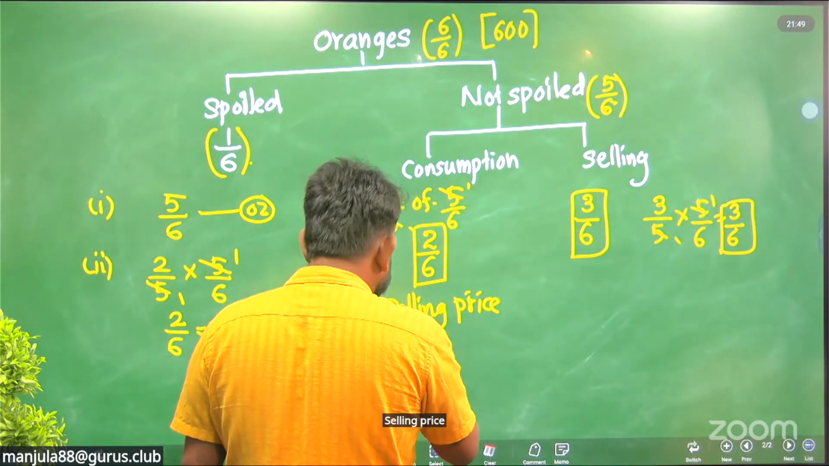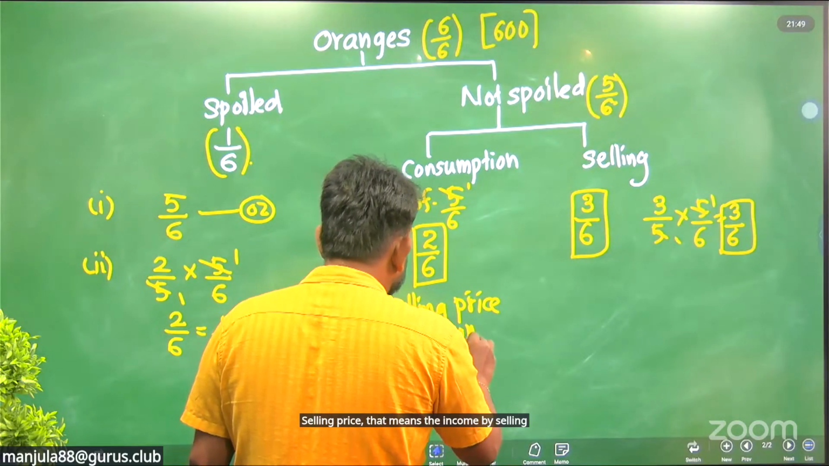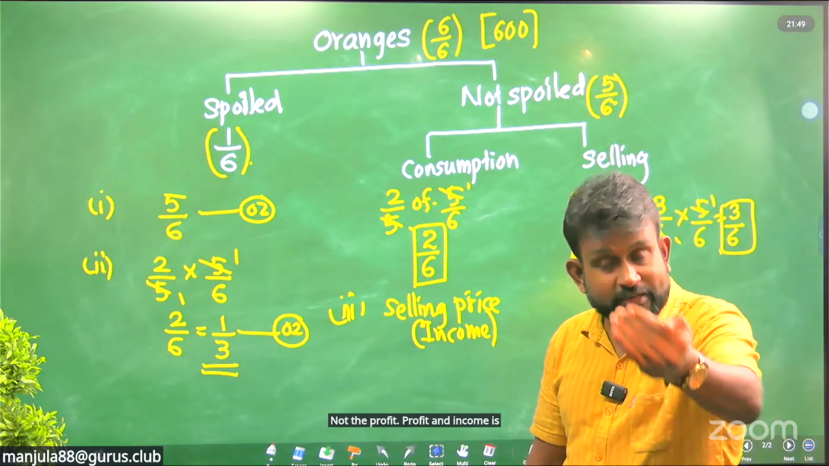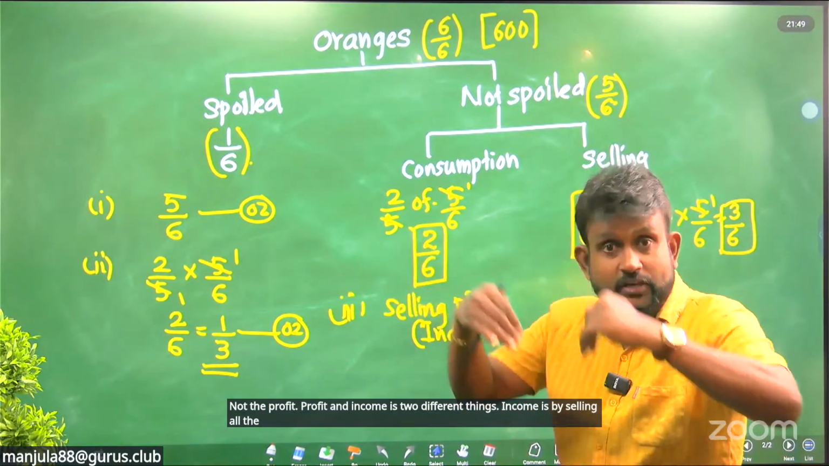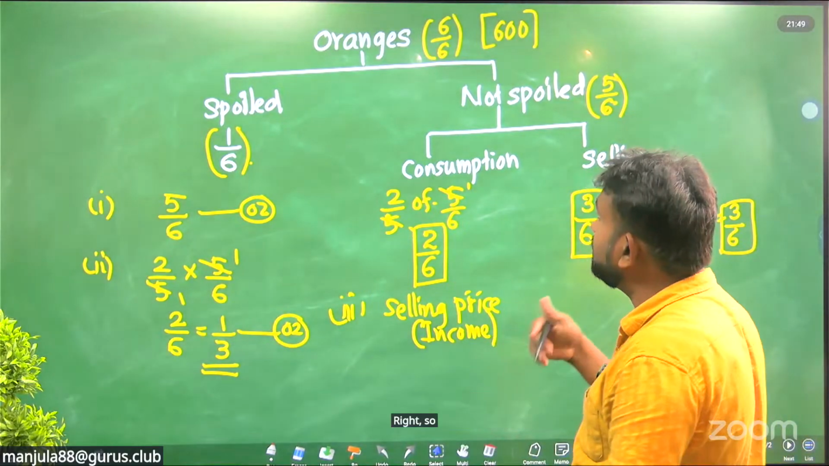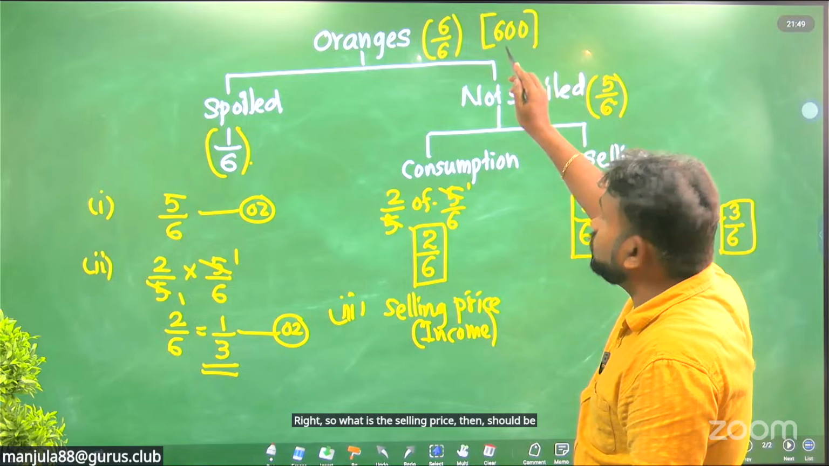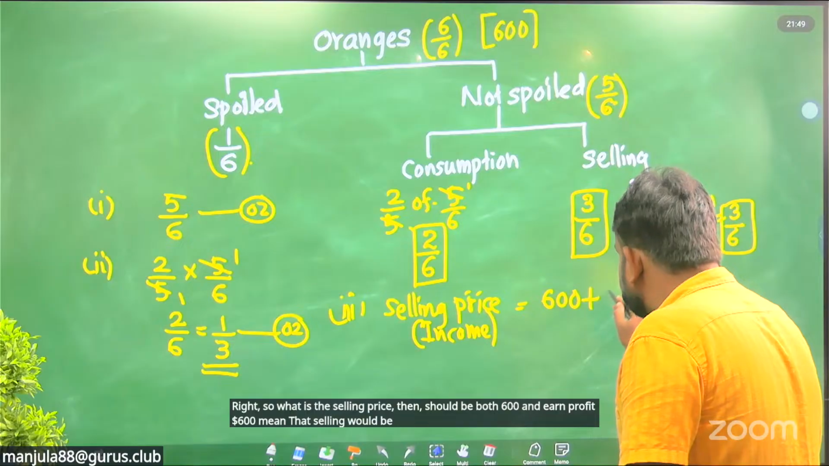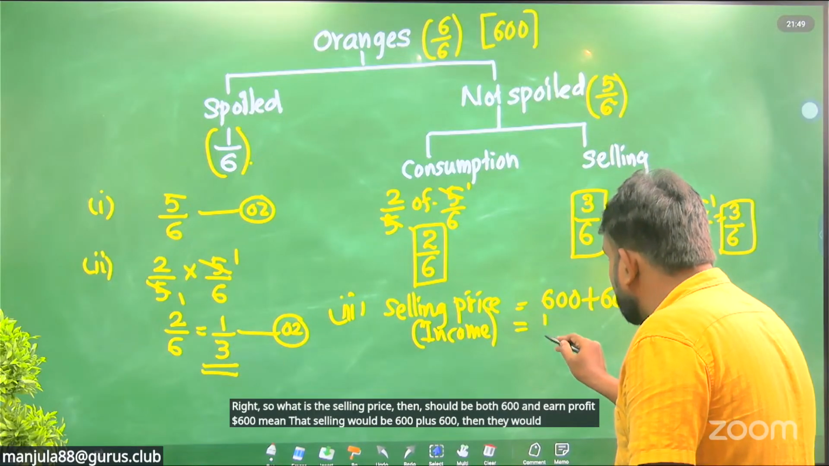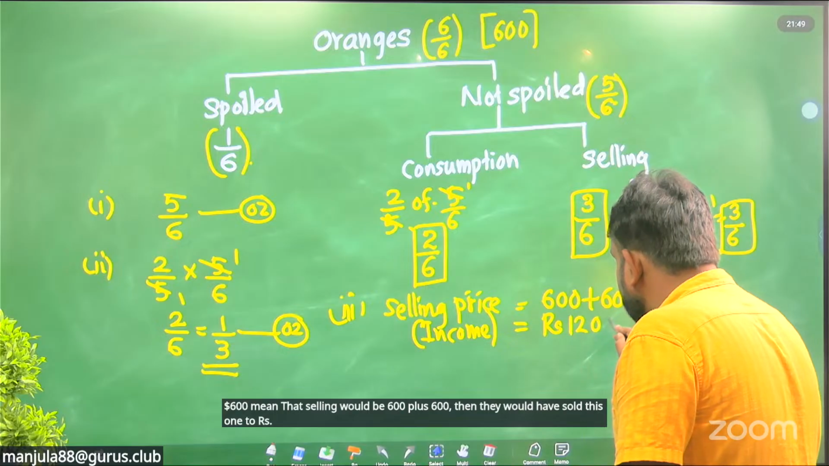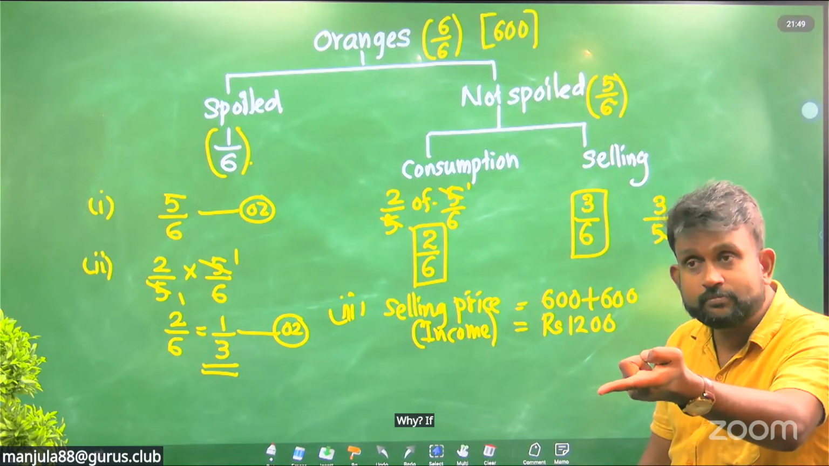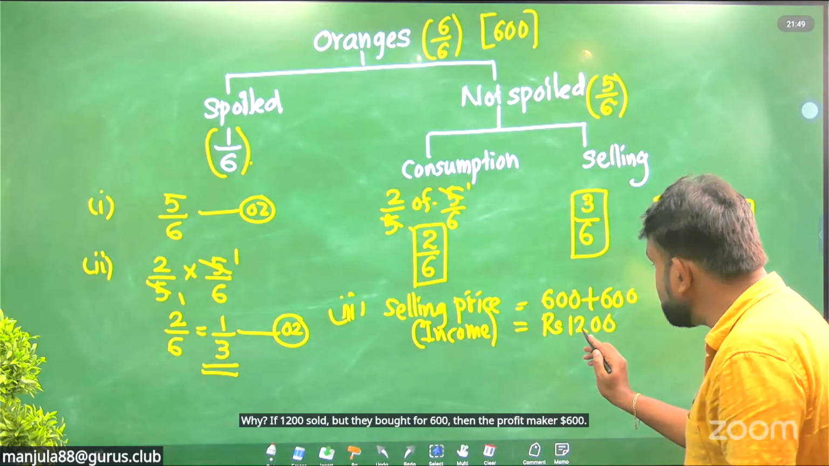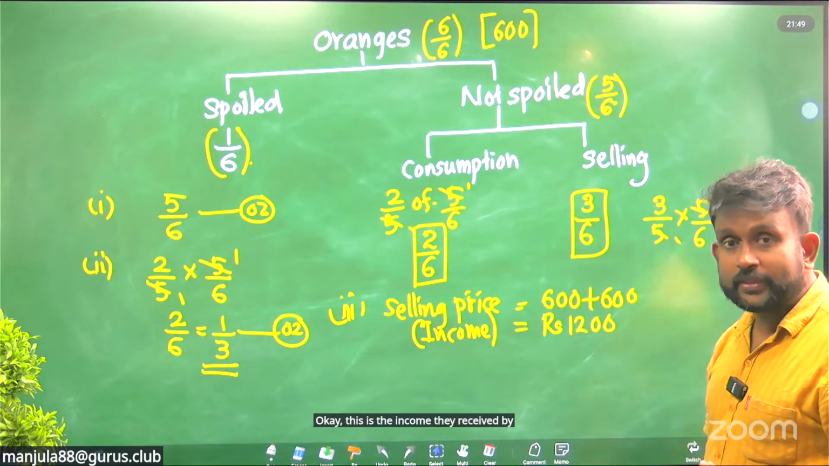Selling price means the income by selling all the oranges. How to take the income? Not the profit. Profit and income are two different things. Income is by selling all the things, receiving all the money. So what is the selling price? He bought for 600 and earned a profit of 600, meaning the selling would be 600 plus 600. Then they would have sold for rupees 1200. Why? If sold for 1200 but they bought for 600, then the profit is 600. Okay, this is the income they received by selling the oranges.